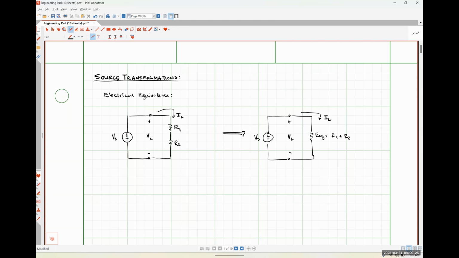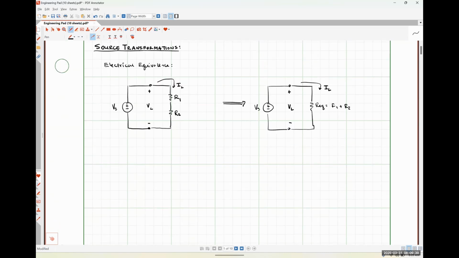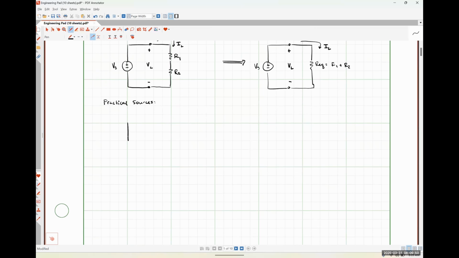Okay. So what we're going to look at here in a moment is an electrical equivalence between two circuits that look fairly different from each other. So I'm going to introduce now what are called our practical sources. So on the left, I'm going to have a practical voltage source where I'm going to have some voltage Vs in series with some resistance Rs.